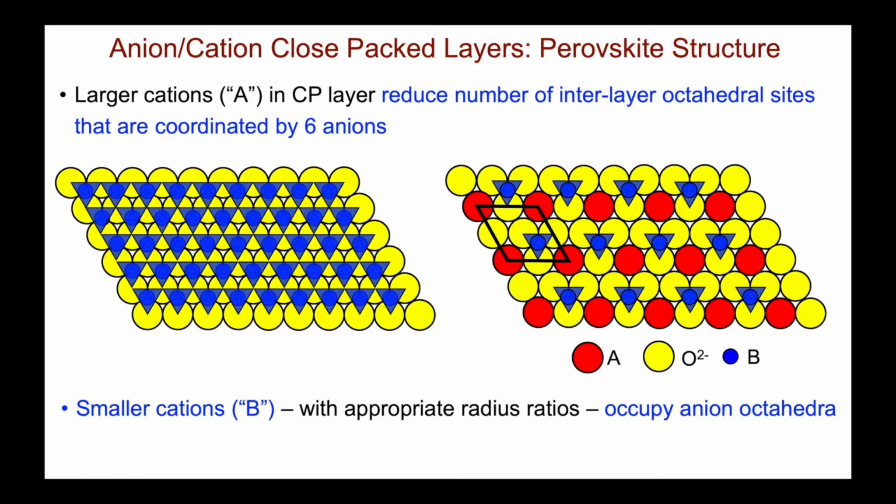And if they do, then our stoichiometry, we already have AO3 for our close packed layer. There's 1 B site, as it's called, or one octahedral site within that repeat unit. And so complete occupancy of these holes by the smaller cation would give us a stoichiometry ABO3.